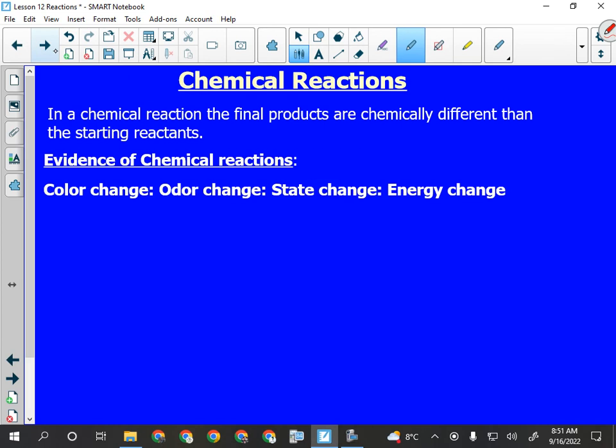All right, so in a chemical change, the final products are chemically different than the starting reactants, and the evidence we have could be an odor change, a state change, an energy change, or a color change. Those would be important for you to know.